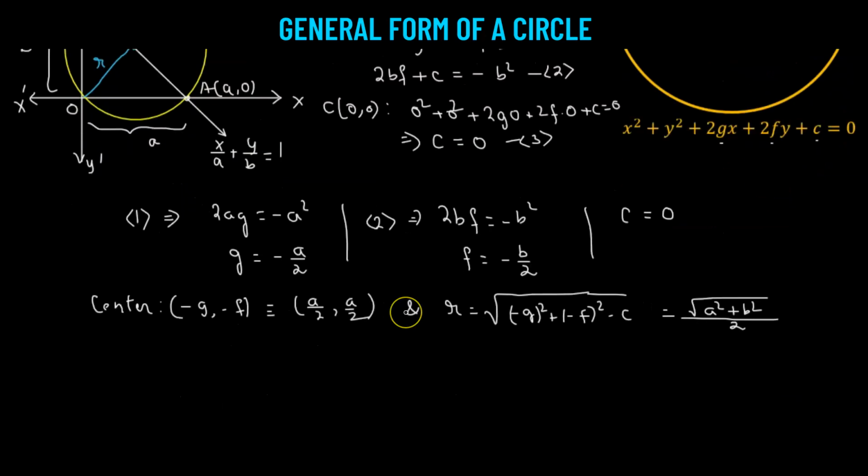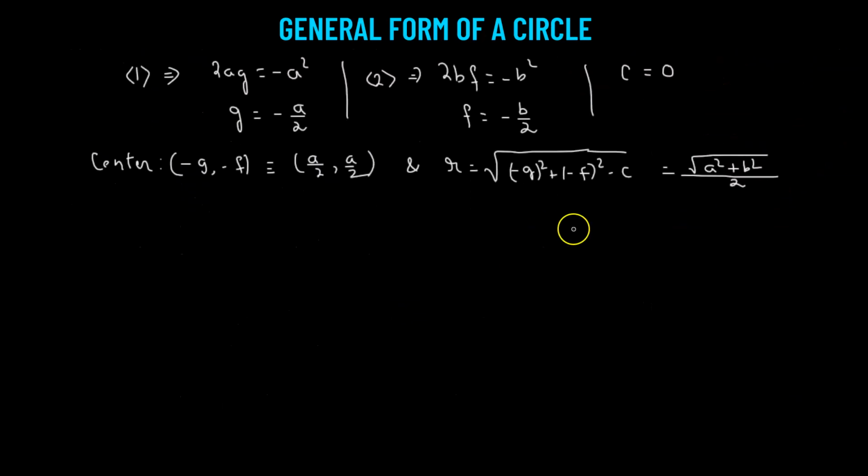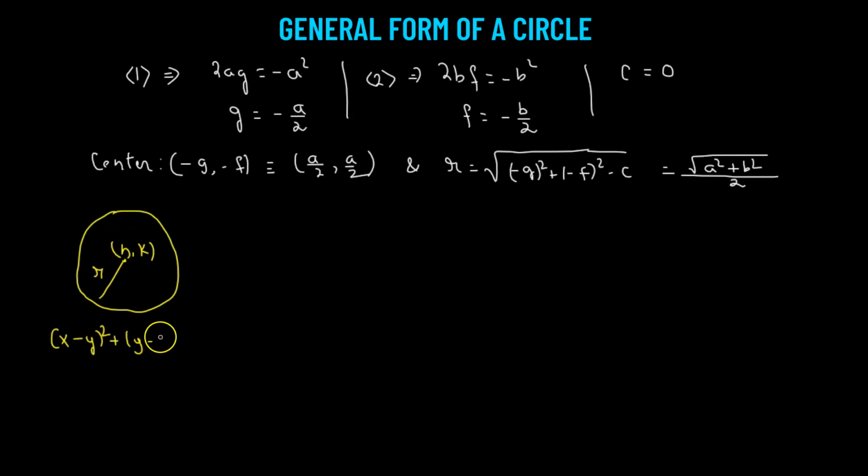Now that we have the coordinate of the center, we also have the radius. We can easily determine the equation of the circle. For this, we are going to use the standard form. If we have a circle whose center is (h, k) and has a radius of r units, the standard form is given by this equation: x minus h whole squared plus y minus k whole squared equals the radius squared.